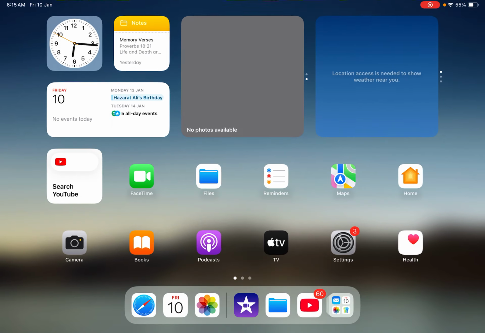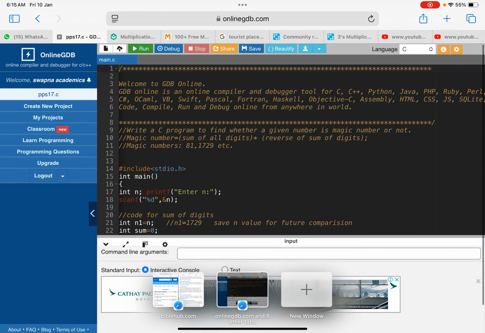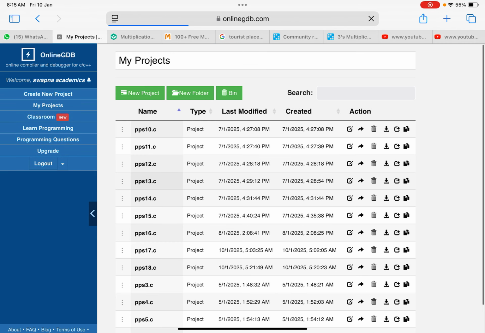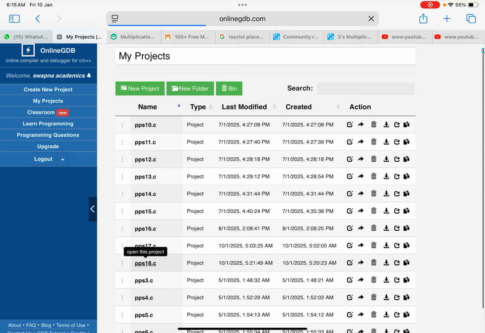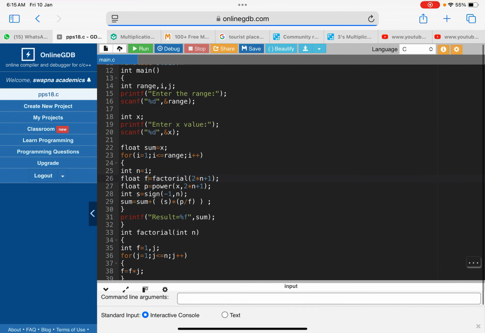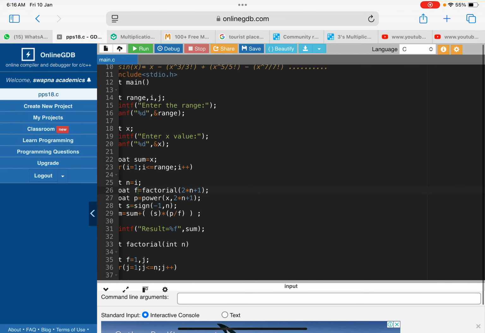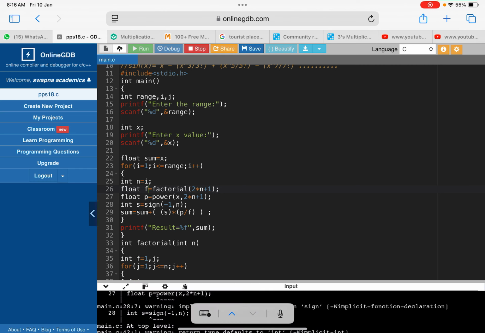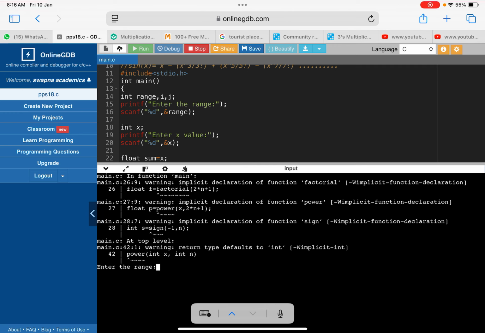Now let's see the source code and how we'll be executing it. Now look at this. This is the source code that we just explained to you. Now let's execute this program. So no problem, these are warnings about an implicit function declaration. Warnings will not do anything. It will get compiled and it will give you an output also.